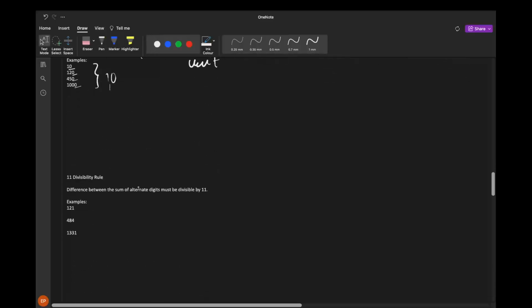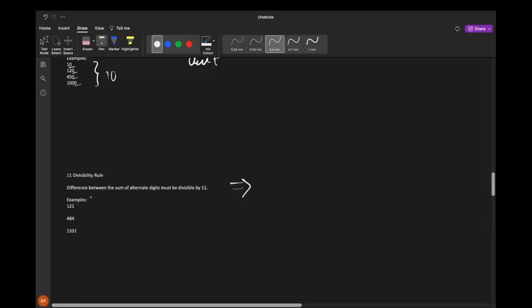That's it. When it comes to 11, the difference between the sums of alternate digits must be divisible by 11. What I mean, I will take one example, 121. The sum of alternate digits means these are alternate digits. If I have any other numbers, these are called alternate numbers.